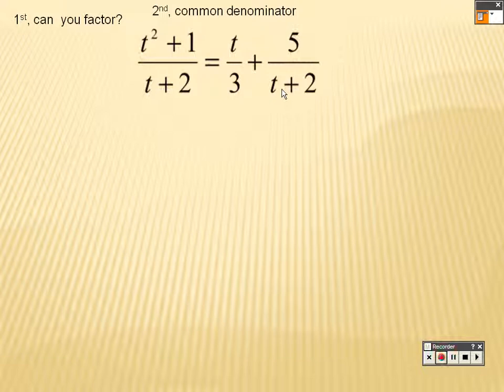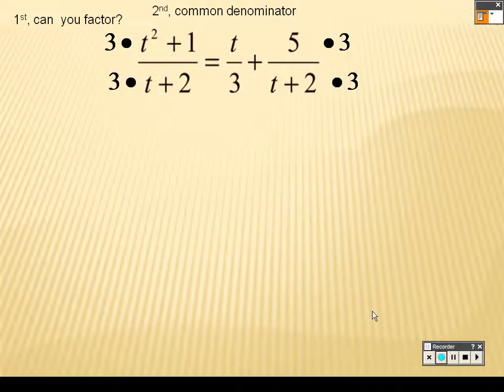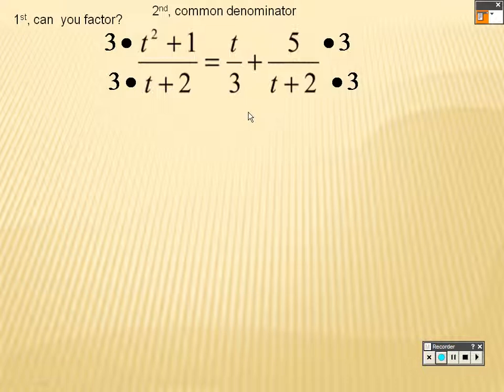Find common denominators. So this I need a 3 on both the top and the bottom. I need a 3 on both the top and the bottom on this side. Now I have a 3 on the bottom everywhere. Next up is I need a t plus 2 on the bottom and the top everywhere. Or not the top, but if I multiply on the bottom, I need one on the top.